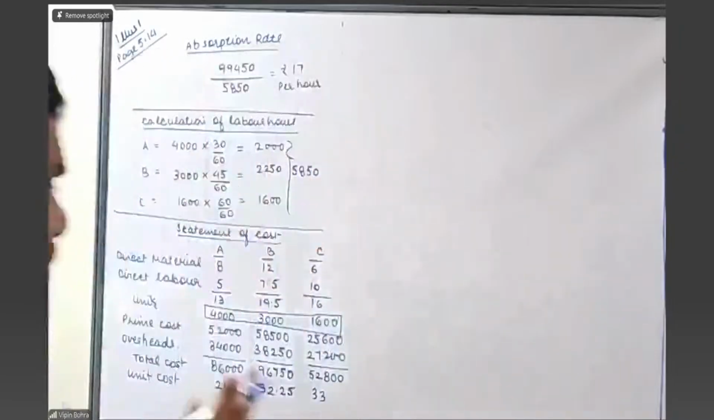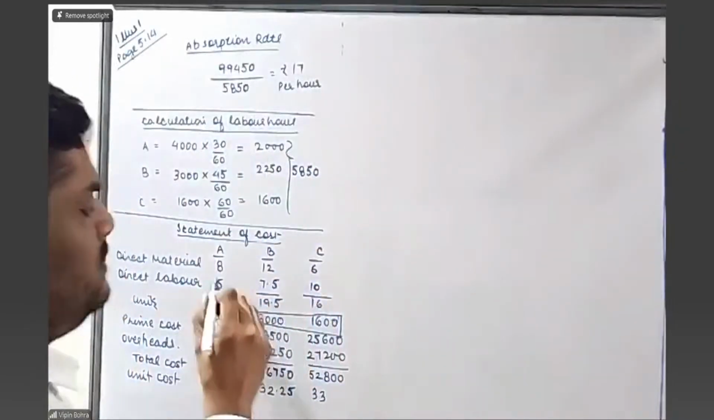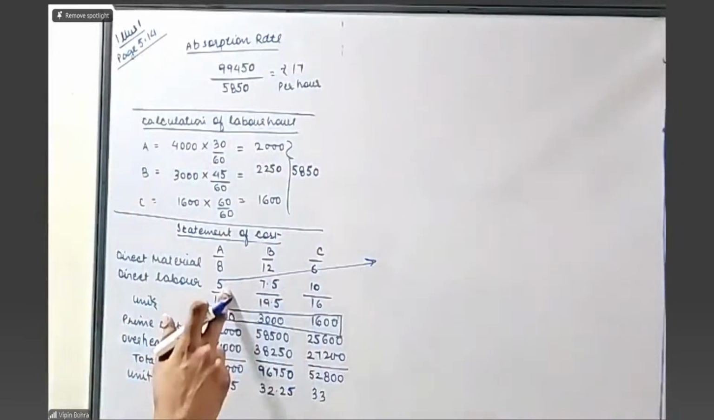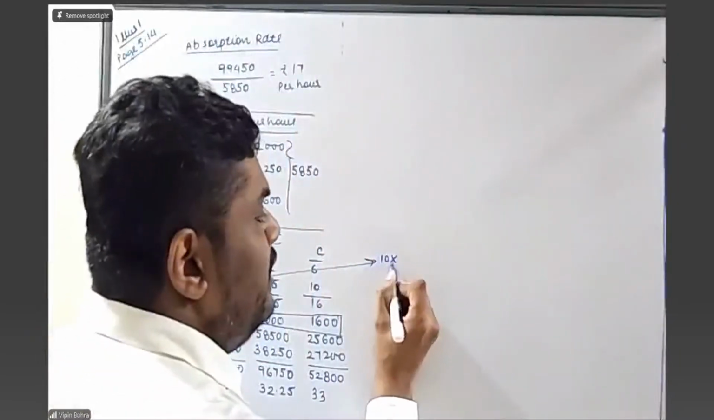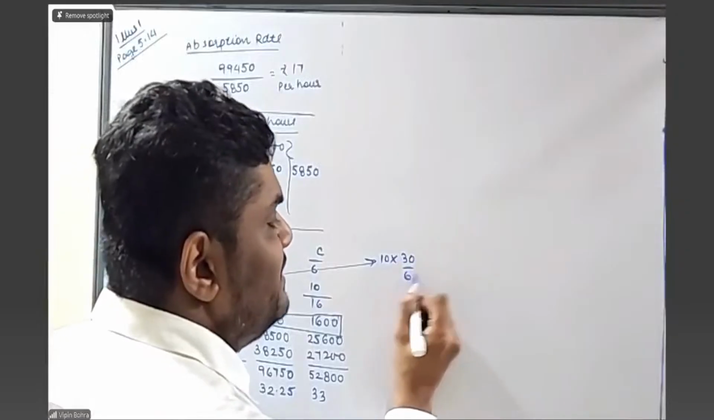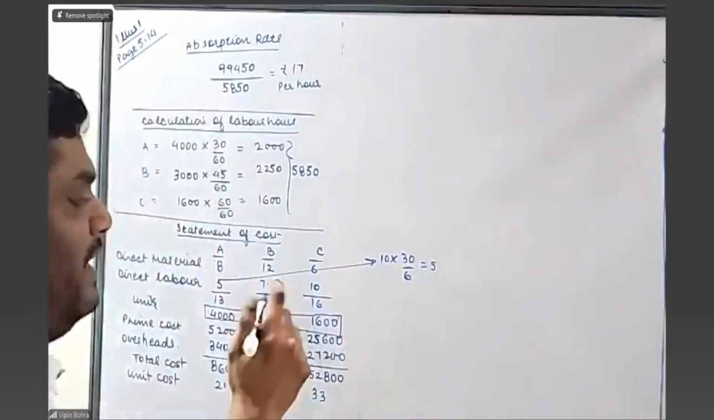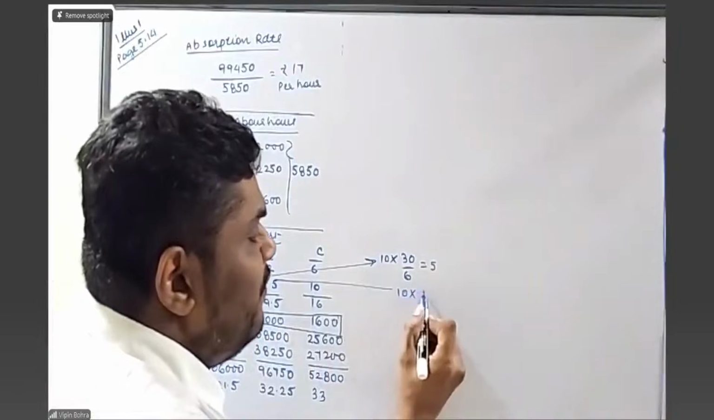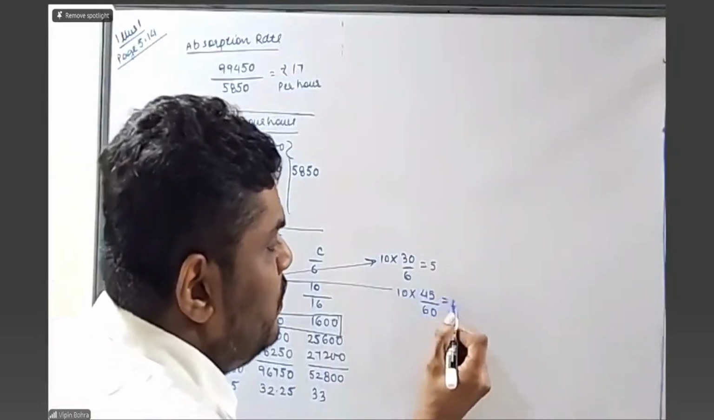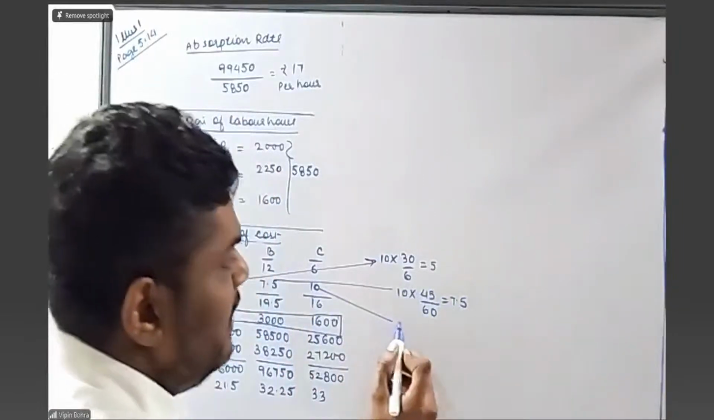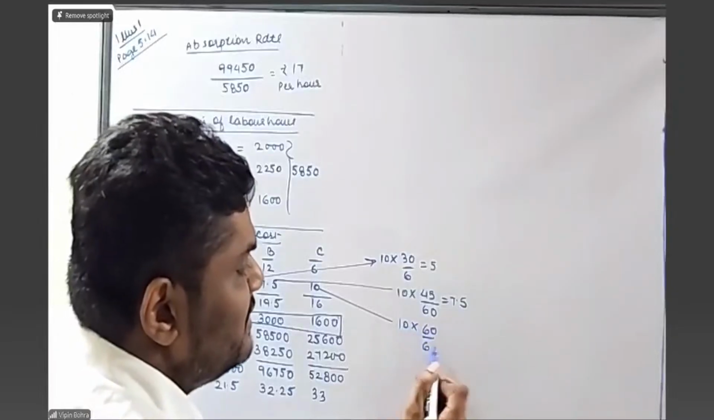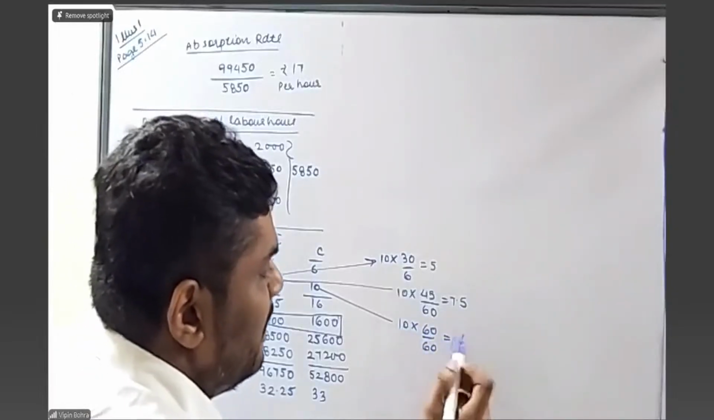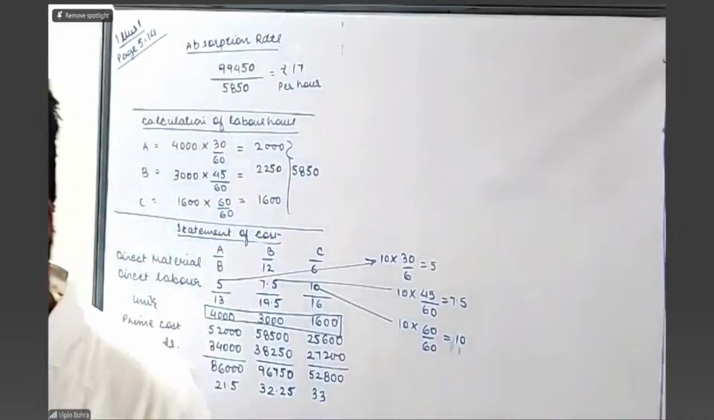Okay, so how direct labor? Can you please be more clear, Aditya? See, when talking about the direct labor cost, this 5, how come I got this 5? The labor rate is rupees 10 per hour. So 10 into 30 minutes divided by 60, you will get 5. Similarly, for this one, 10 into 45 minutes divided by 60, you will get 7.5. Here, 10 into 60 divided by 60, you will get 10. So I hope this part is clear, Aditya.